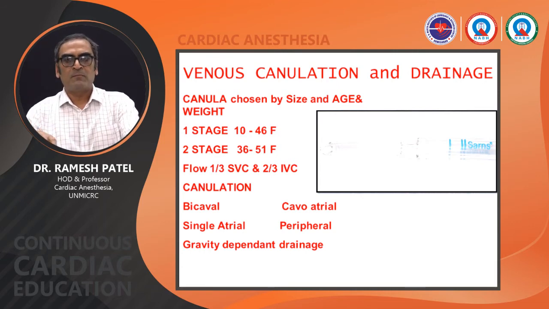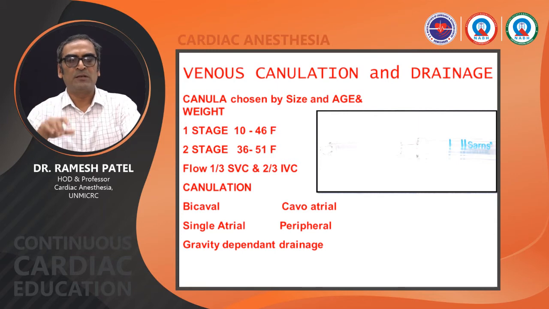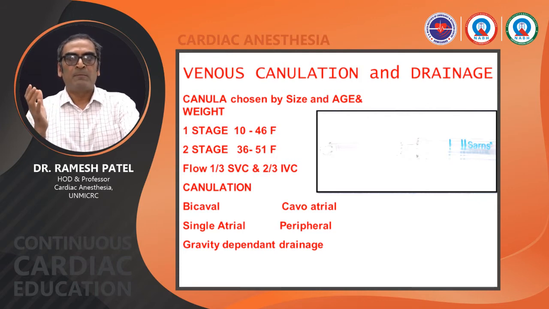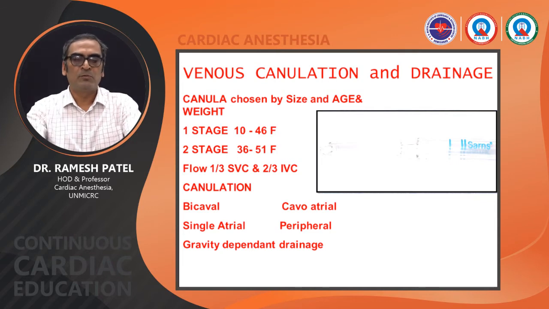Another most important instrument is the venous cannula and its drainage. According to the patient's age and weight, we have to choose the proper venous cannula. It is available in 10 to 46 French in single stage and 36 to 51 French for two stage cannulation. One third of the flow comes from the superior vena cava and two thirds from the inferior vena cava of the patient. We can cannulate bicaval, cavo-atrial, single atrial, peripheral, or gravity dependent. All these venous cannulas drain blood according to gravity.